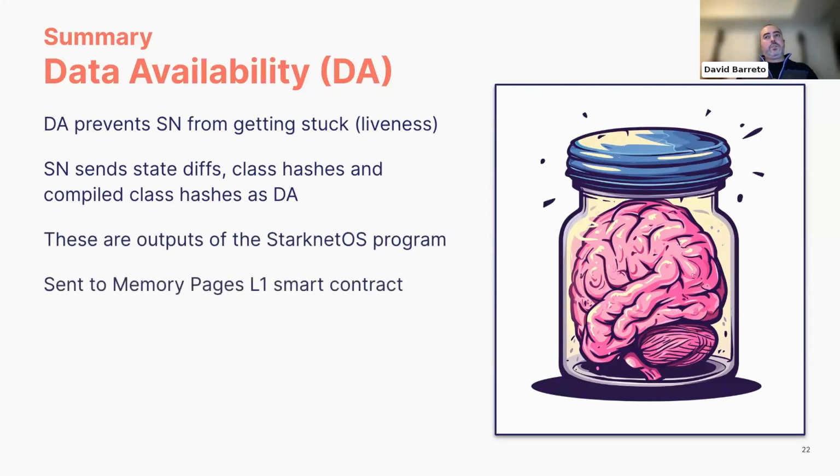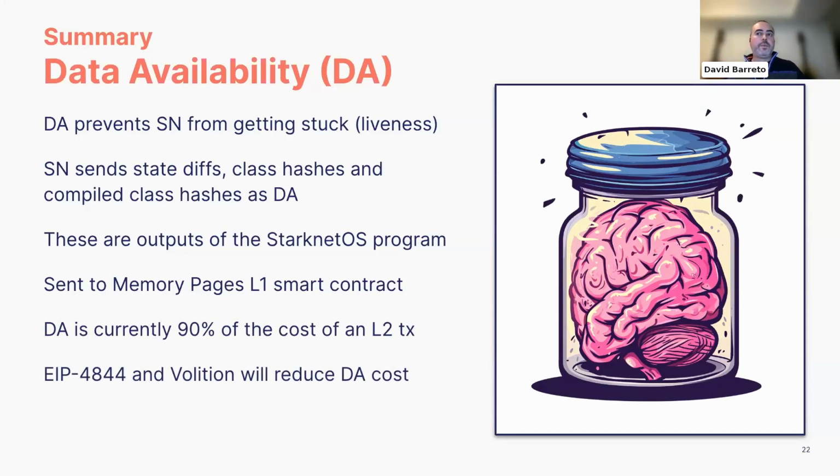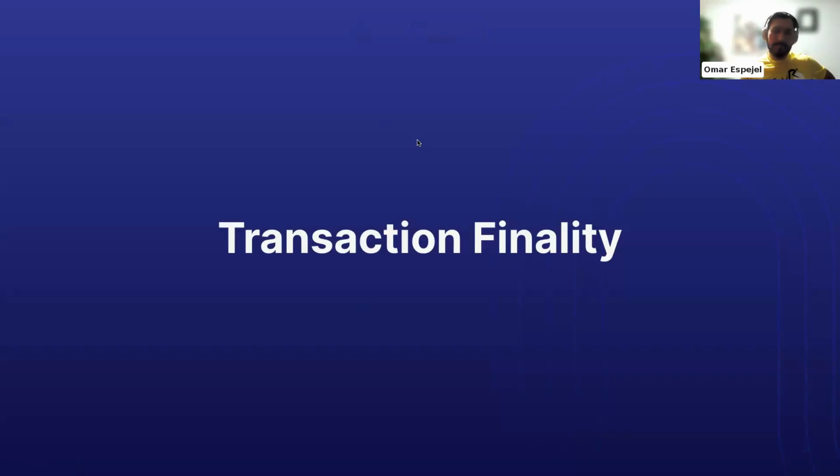This data is sent to layer 1 to a specific Solidity smart contract called memory pages that I showed you. That is a bunch of transactions. And actually 90% of the cost of a layer 2 transaction comes from the cost of paying Ethereum. EIP 4844 and Volition will reduce the cost of DA and therefore the cost of a layer 2 transaction. Starknet currently works in rollup mode. In the future, it is expected to offer Volition mode, where you get to choose between rollup or Validium.